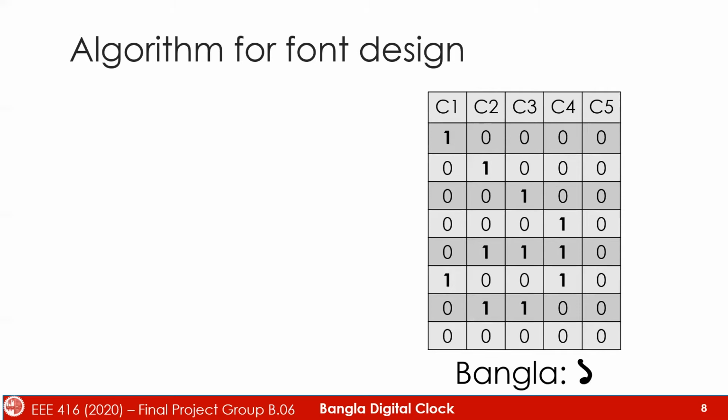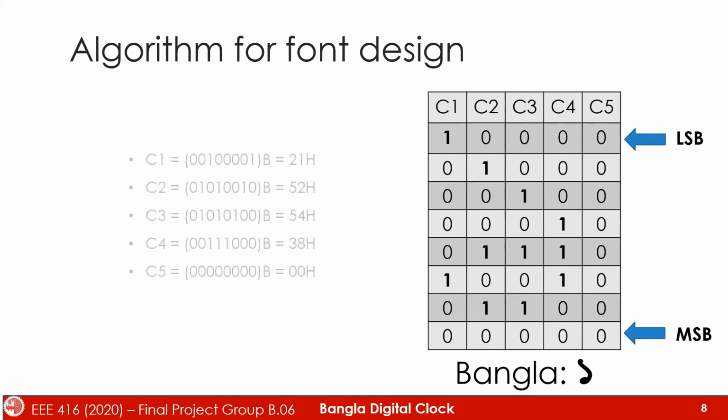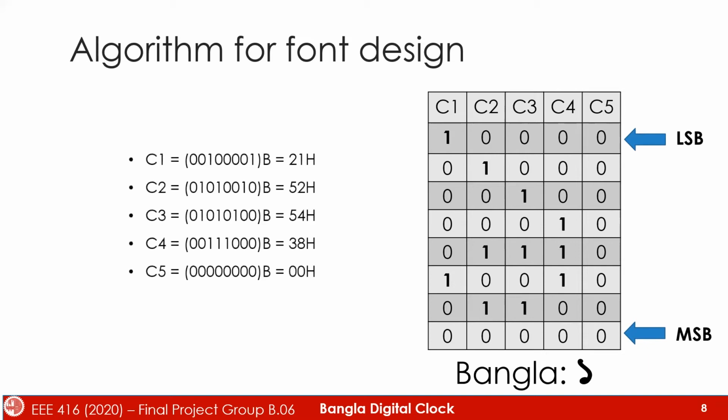To display a single font, we have used 8 rows and 5 columns of a dot matrix. The fonts are converted to a hex number as follows. Suppose we want to display the Bangla digit 1. For that, the dot matrix output should be something like this. Here, C1 can be represented with an 8-bit binary number. The first row contains the LSB of the number and the last row contains the MSB of the number. This binary number is converted to a hexadecimal value. In the same manner, the next 4 columns are converted to 4 hexadecimal numbers.